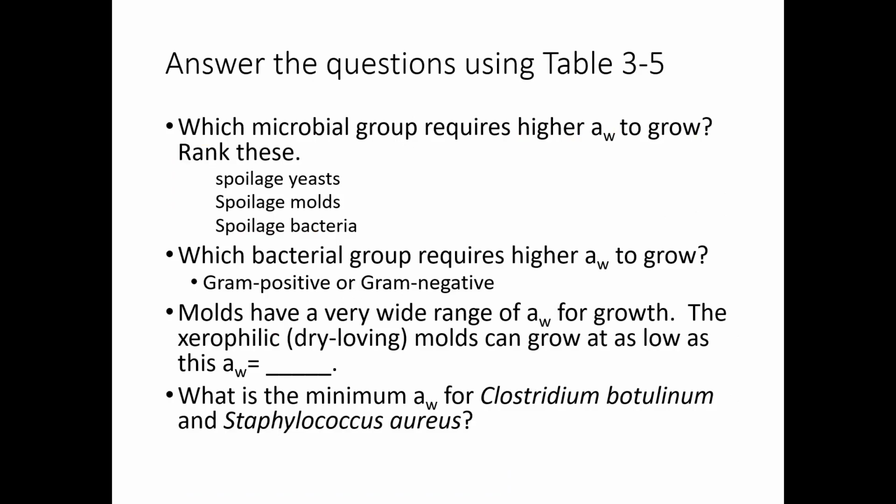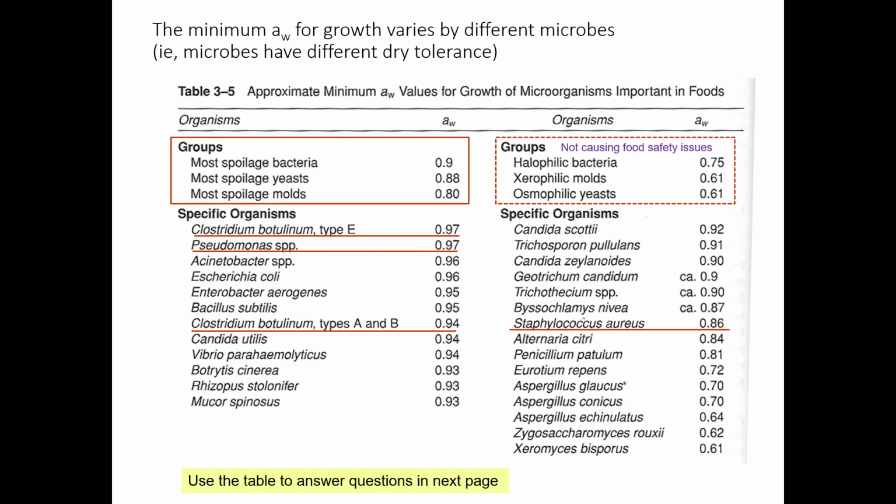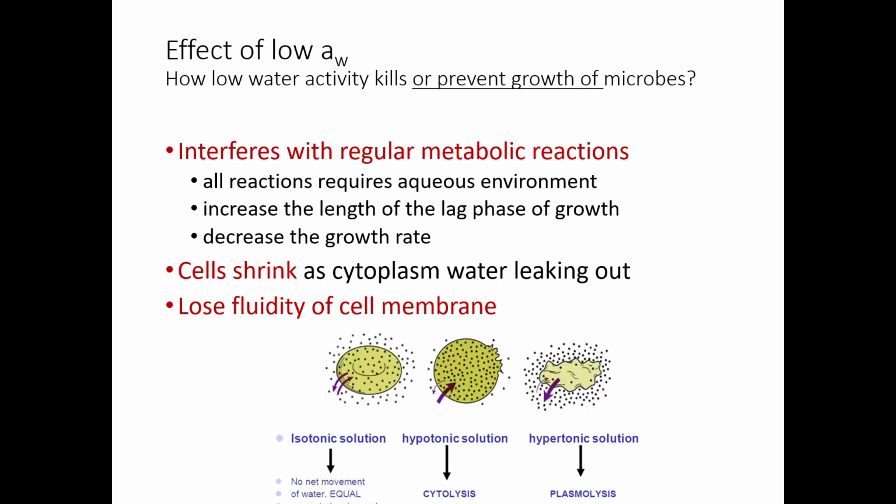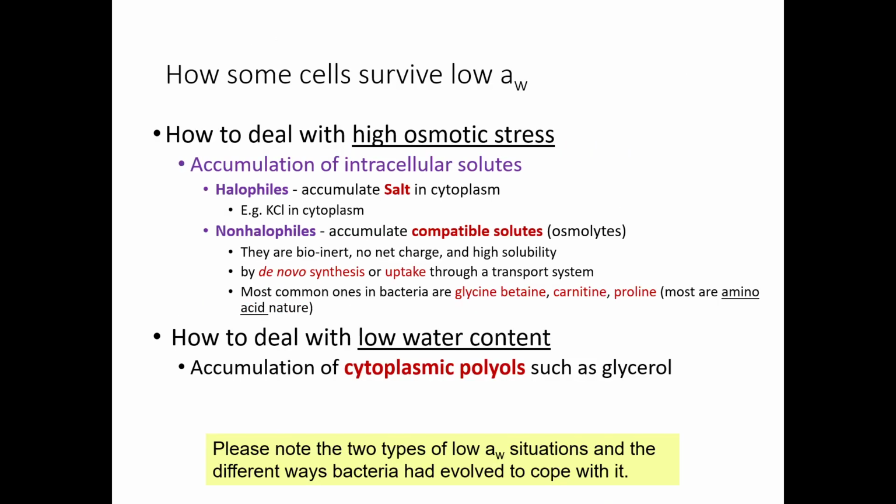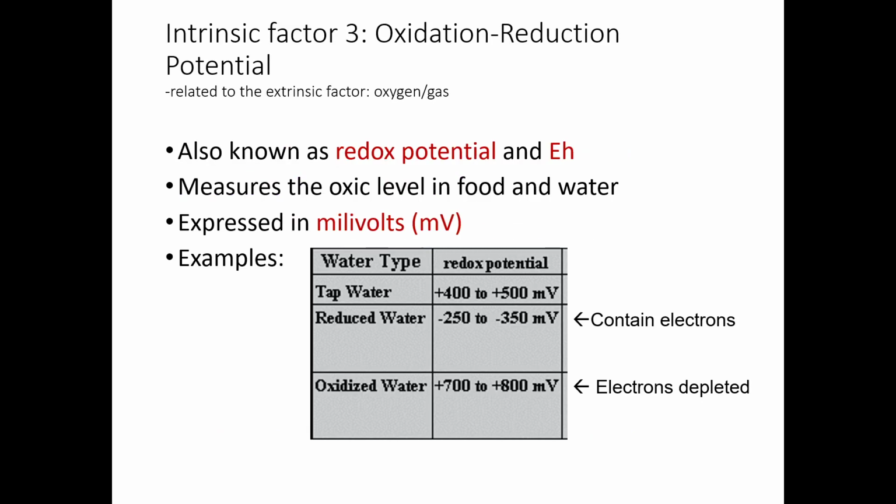Okay, so which microbial group requires higher water activity to grow? If we look here, bacteria is the highest, then yeasts, then molds. Okay. So how this is going to work is basically that it changes the osmotic pressure. Okay, osmotic stress. So the next intrinsic factor is oxidation reduction.